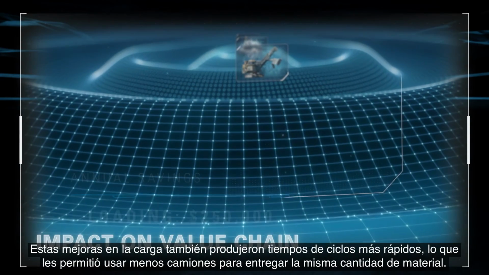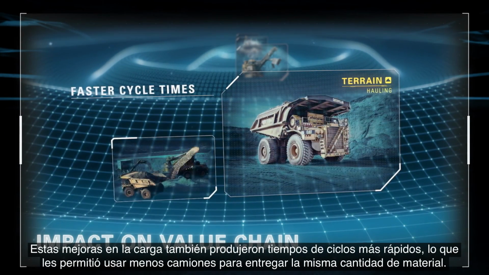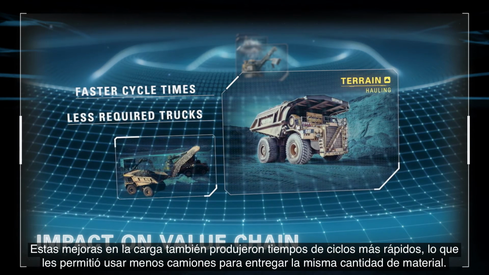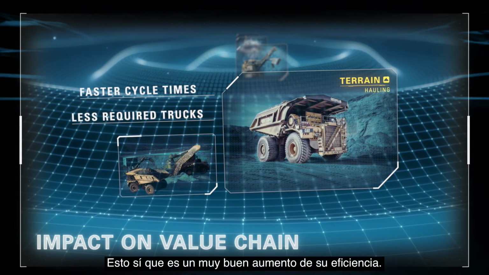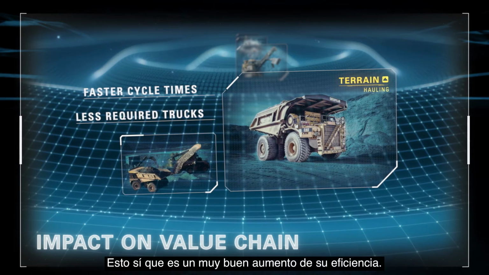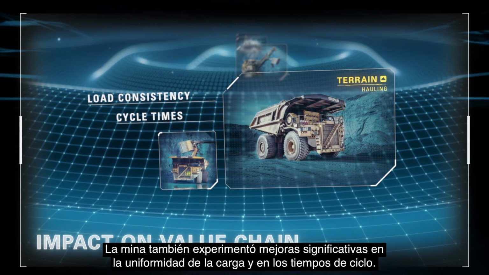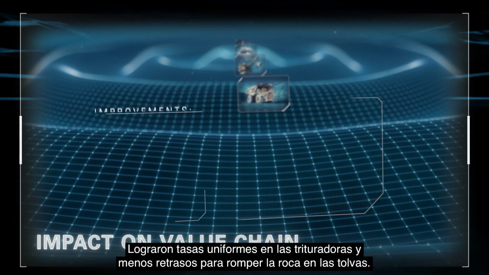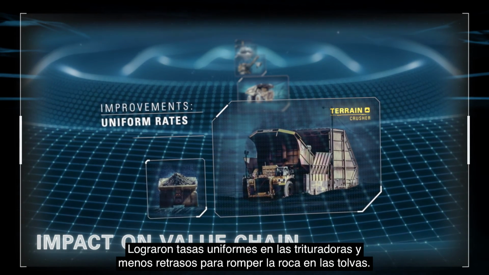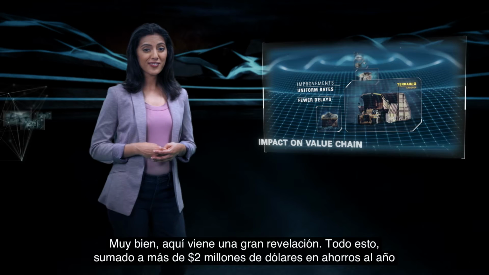These loading improvements also led to faster cycle times, which enabled them to use fewer trucks to deliver the same amount of material. And that's a pretty good increase to their efficiency. The mine also saw significant improvements in load consistency and cycle times. They achieved uniform rates into the crushers and fewer delays for rock breaking at the hoppers.